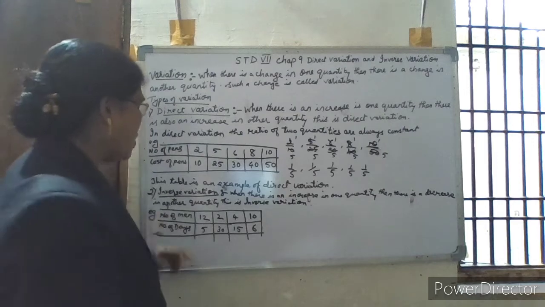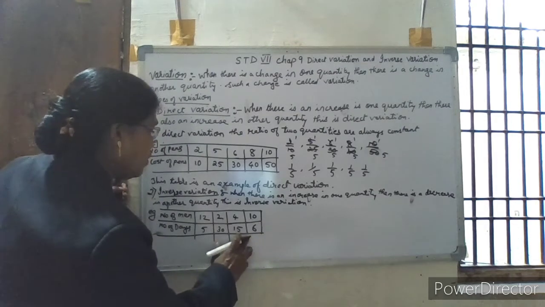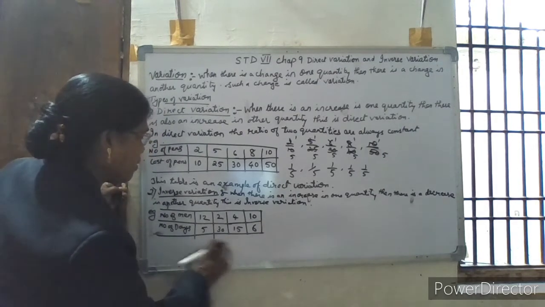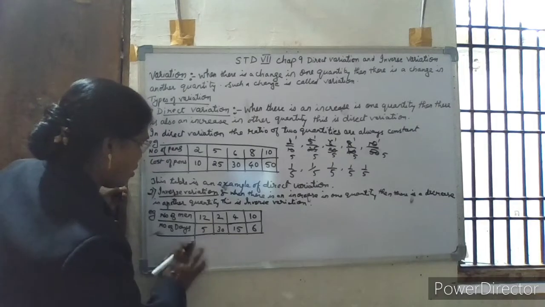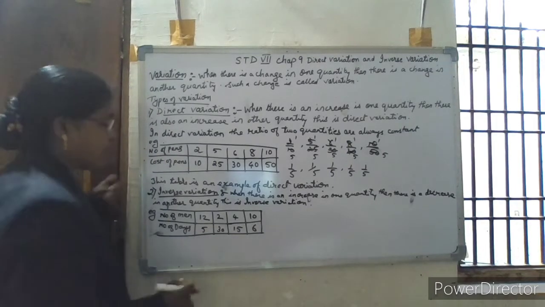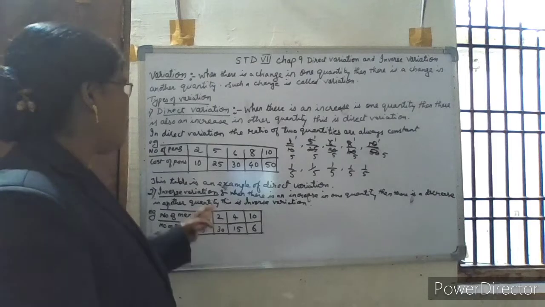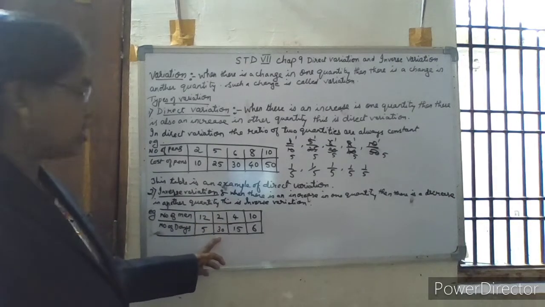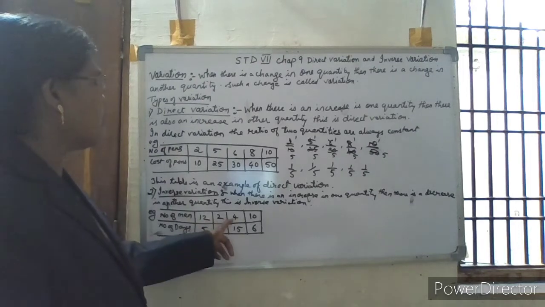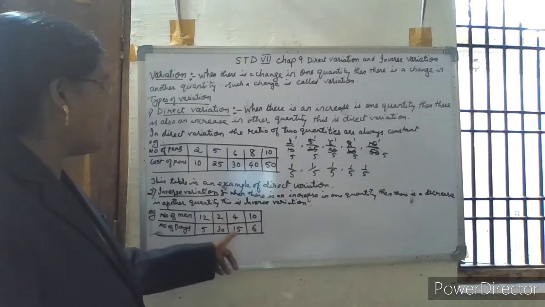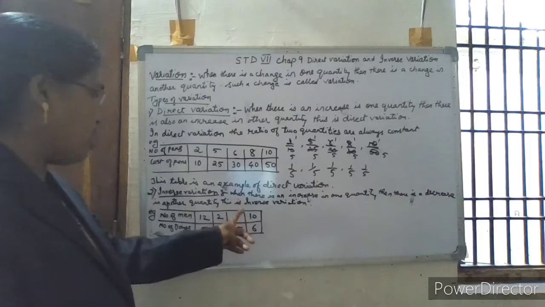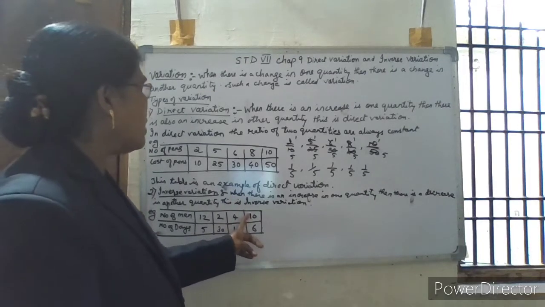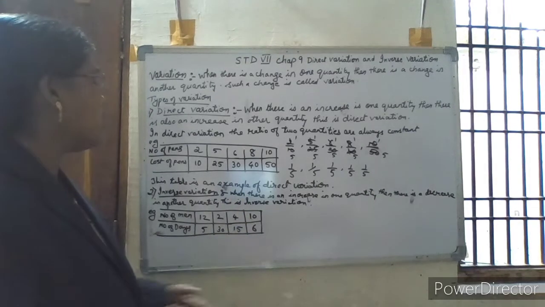The same work is given. If 12 men are required, they will complete the work in 5 days. Thus, if the same work is given to only 2 men, then they will complete it in 30 days. And if the same work is given to 4 men, they will complete it in 15 days. And the same work by 10 men can be completed in 6 days.